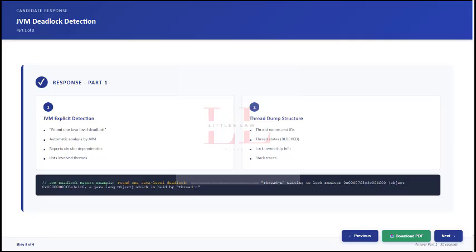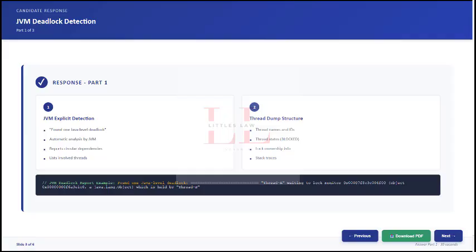So let's break down the approach into 3 parts. Firstly, the easy path using the JVM's built-in detection, secondly, manual analysis when we need to dig deeper, and thirdly, the tools and techniques that make this faster in production. Starting with the JVM's built-in deadlock detection, that is actually the first thing which we must always check, because the JVM does most of the work for us.